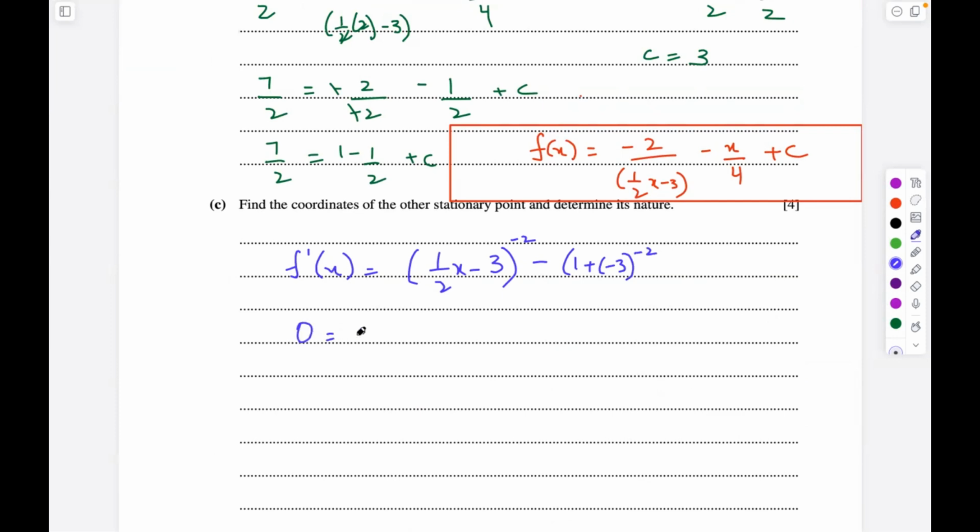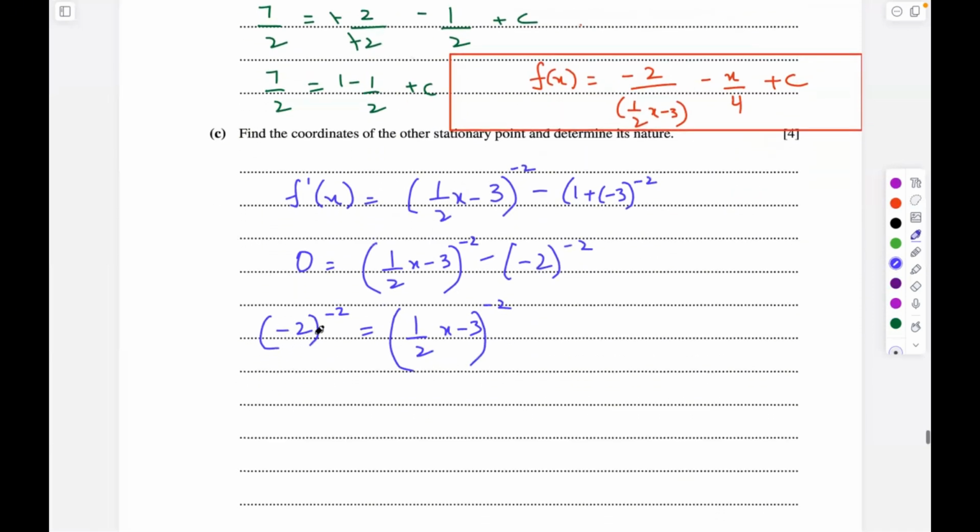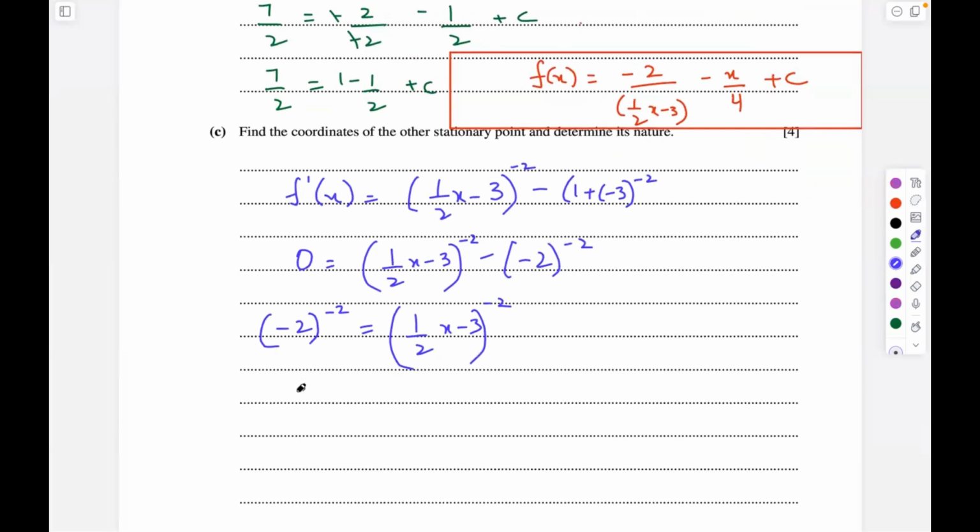Substituting 0 over here, we'll get half x minus 3 to the power minus 2 is equals to minus. So this will become a minus 2 to the power minus 2. Taking it on the left hand side, this will become minus 2 to the power minus 2 is equals to half x minus 3 to the power minus 2. So minus 2 to the power minus 2, we can write it as 1 upon minus 2 whole squared, which is 1 upon 4 is equals to half x minus 3 to the power minus 2.